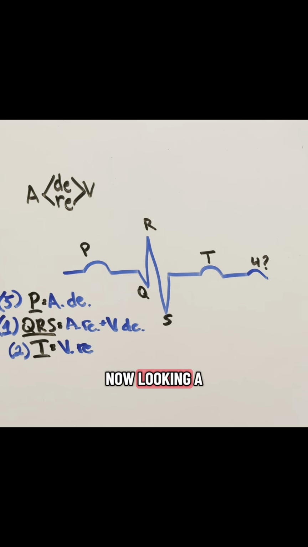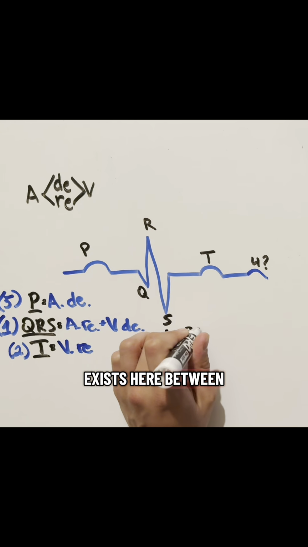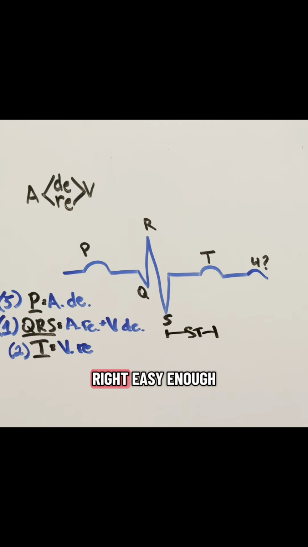Now, looking a little bit further. So we have the P wave, we have the QRS complex, and we have the T wave. But we also have an ST segment, we also have a PR interval, and a QT interval. So the ST segment exists here between the S and the T, right? Easy enough.